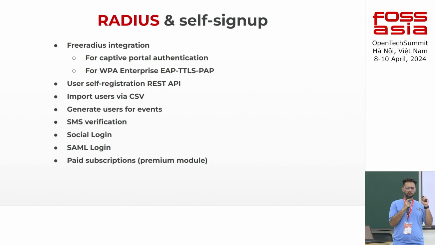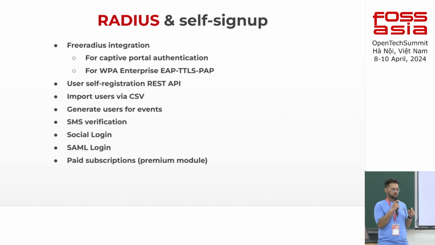So the last thing is the RADIUS part, which is for public Wi-Fi systems, right? We have integration with FreeRADIUS to support working with captive portals, which allows users to sign in and then access the network, and also WPA Enterprise, where you do not have a captive portal, you just put the credentials directly on your device when you connect to a Wi-Fi interface which supports this particular type of encryption.